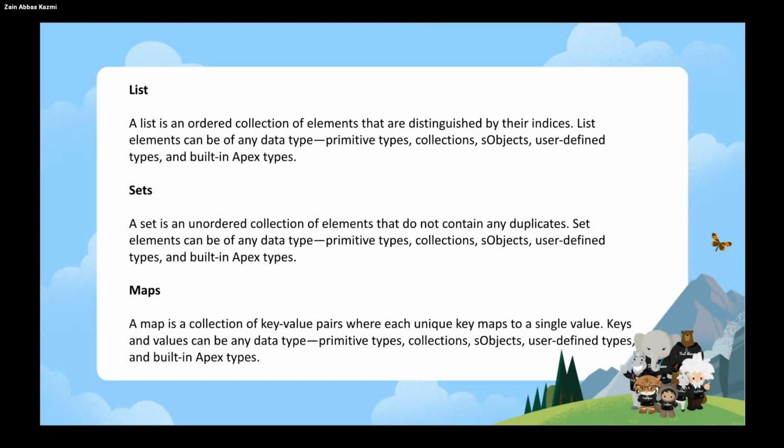The first one is a list. It is an ordered collection. Ordered means it holds indexing. If you are using a list in Apex and you fill the list and provide a particular index, like list of string index one, it will give you the element present at that index in that list. The other one is set.